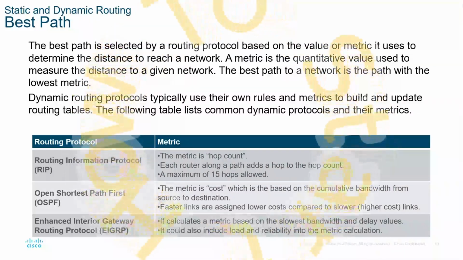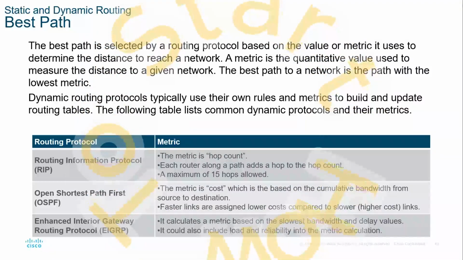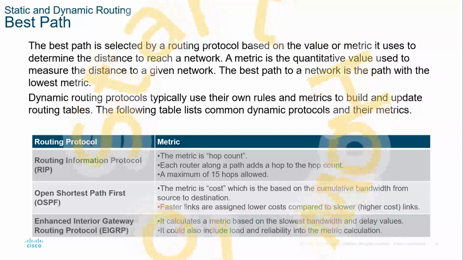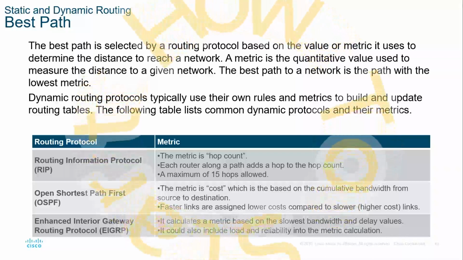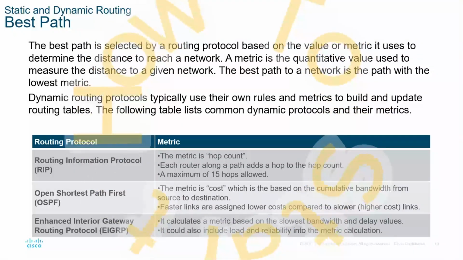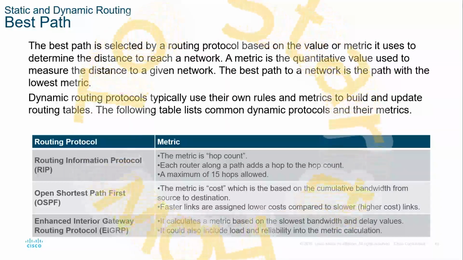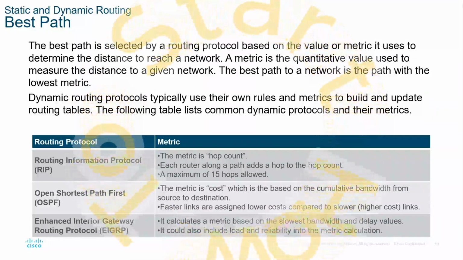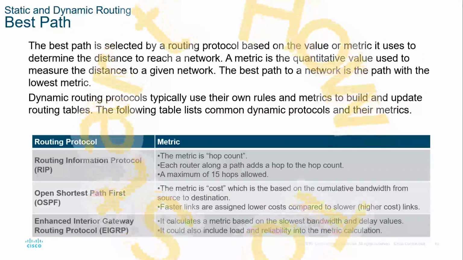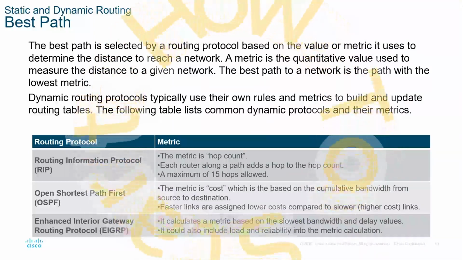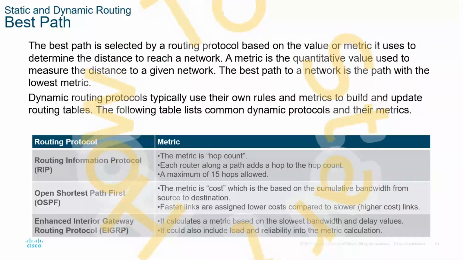So again, metric is going to be the important keyword here. Each routing protocol may have a different metric or way of measuring which will be defined as the best path. And you do need to know what metric these three use. So RIP will use hop count, OSPF will use total bandwidth, source to destination, and EIGRP will be based on the slowest bandwidth and delay values, and it may include things like load and reliability.